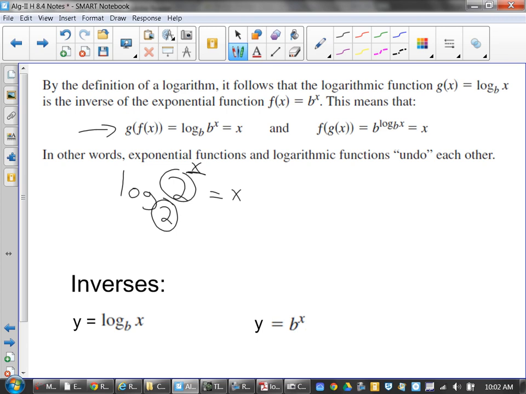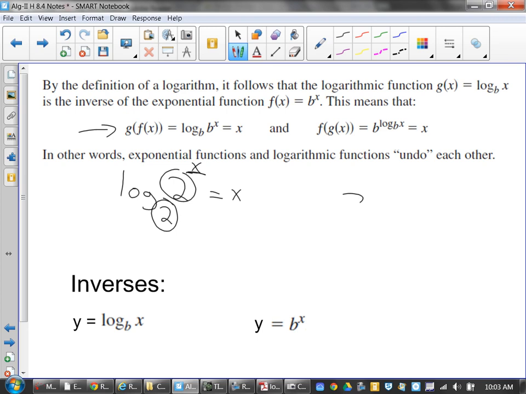We had 2 to the x equals 6. In order to get this exponent to drop, you have to take what's called the log base 2 of that. By taking the log base 2, since these two numbers are the same, the exponent undoes itself, and you get the log base 2 of 6 for your answer. You're logging both sides. Okay? They undo one another. Same idea by using the exponents.